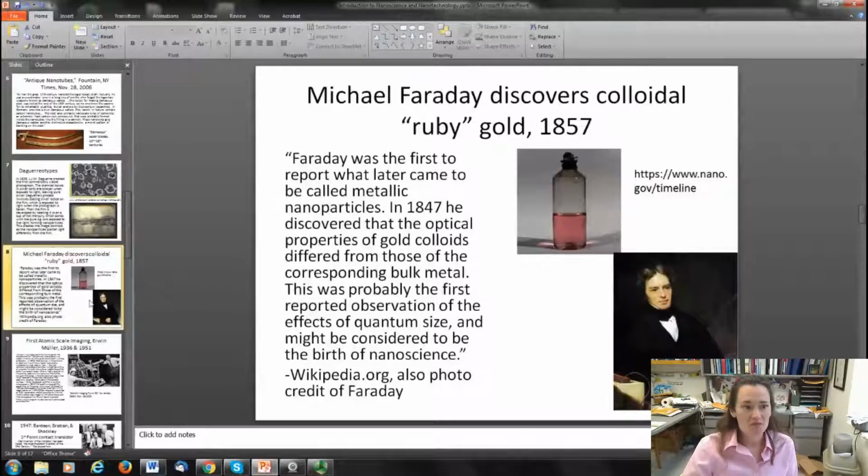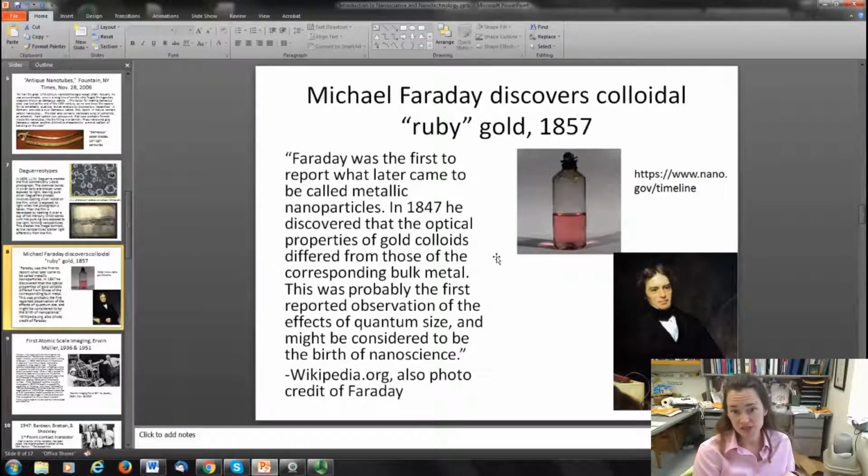Moving forward, Michael Faraday, who you probably know more for his work in electricity and magnetism, as many of you are physics majors, he discovered colloidal ruby gold in 1857. If you remember from a scientific documentary, this was sort of a side project of his. He was set to work to try and understand how the glass makers in other countries were doing such a good job making their glass so that England could be more competitive and make its own glass rather than buying foreign glass. But he was the first to report what later came to be called metallic nanoparticles.